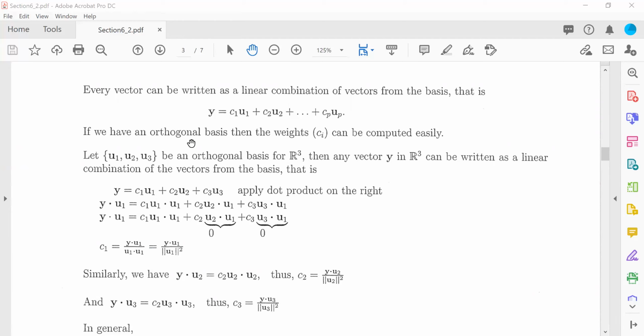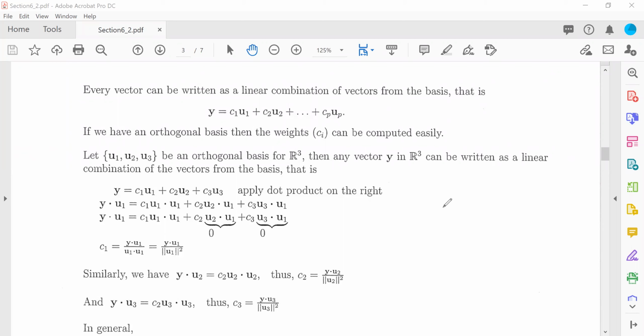And here would be how. So we consider, let u1 be the orthogonal basis for R3. Then any vector y in R3 can be written as a linear combination of vectors from that basis. So that y we would write as some c1 u1 plus c2 u2 and so on. We're going to apply dot product on the right. So I'm applying dot product of u1 to the left side and to the right side, to both of them. And then I would distribute the dot product by properties of dot product.